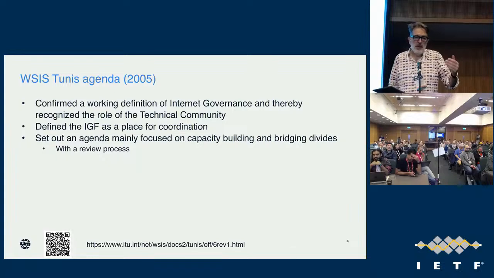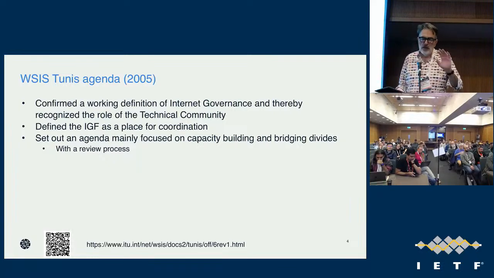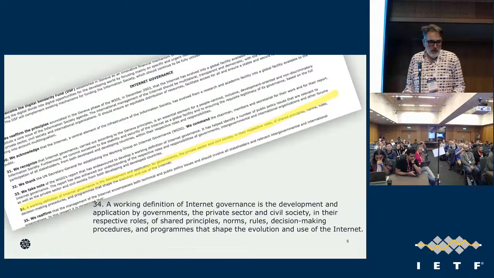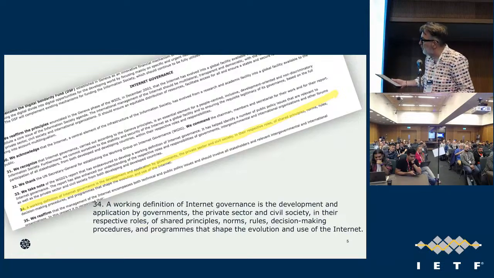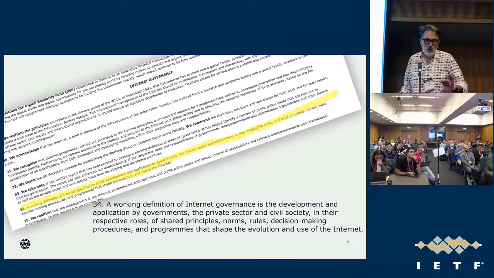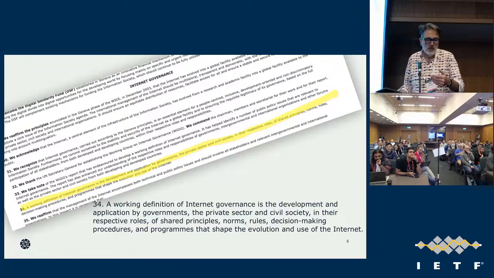And it also defined the IGF as a place for coordination between various stakeholders on a high level. And it set out an agenda with a review process on capacity building, building bridges and digital divides. I talked about that. Next slide. The text that defines internet governance, if you're interested, is paragraph 34 of the Tunis Agenda. This is the secret language. I'm not going to read it out, but that is the place around which we are organized. Next slide.